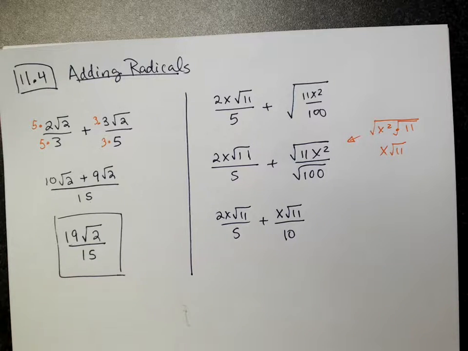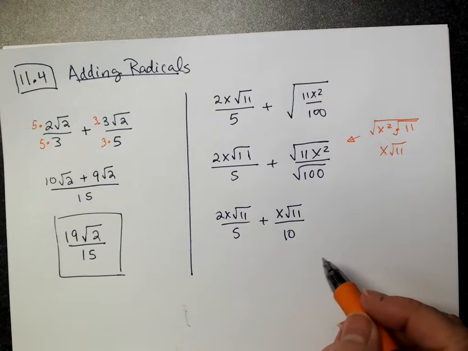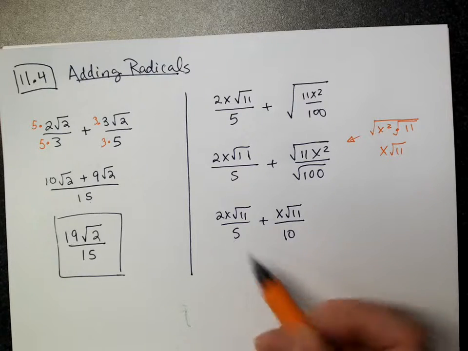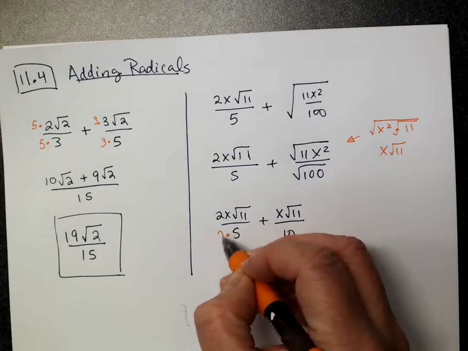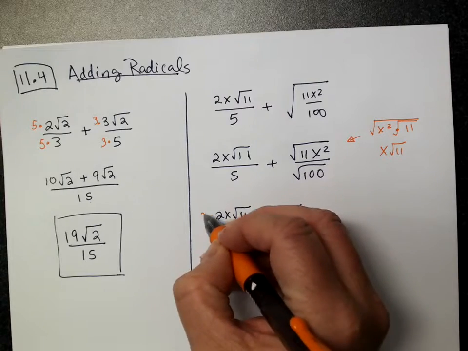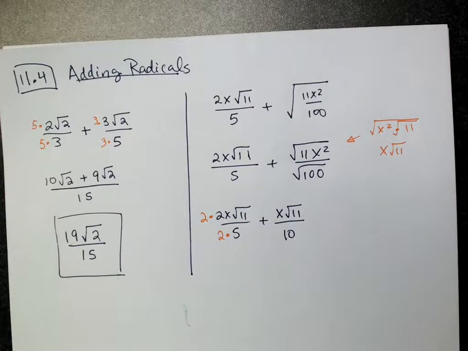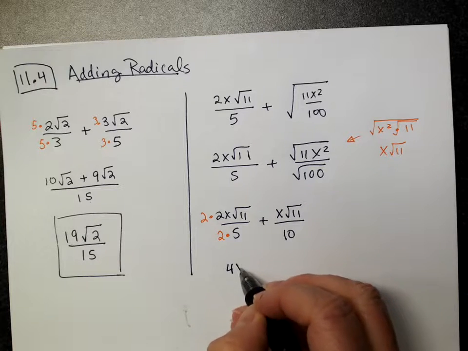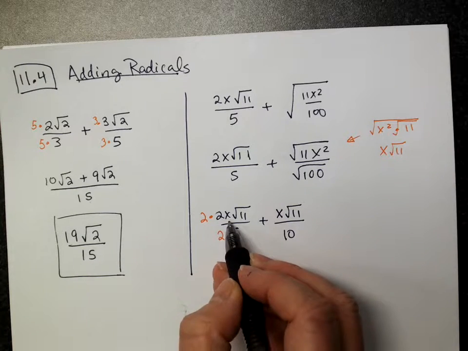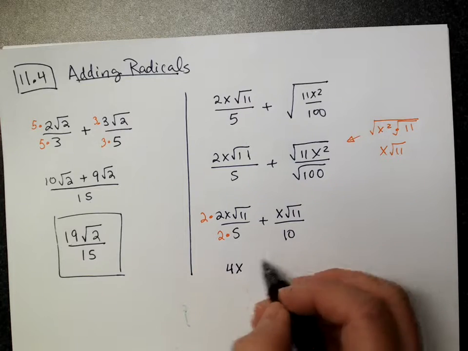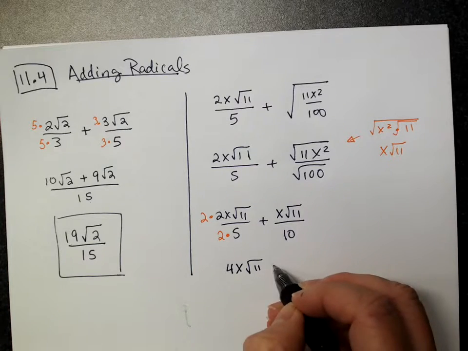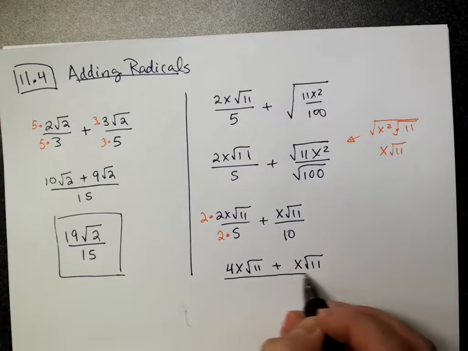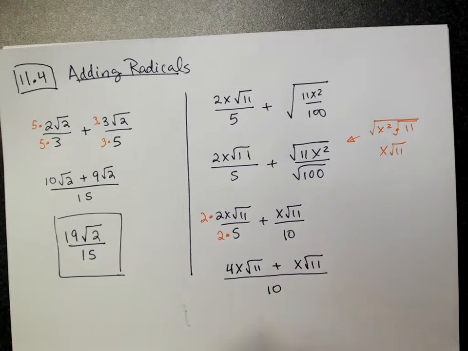So our common denominator is 10. It's either the biggest one or bigger. The big one works in this case. We only have to change this one times 2, and on the front here times 2. Now that gives us 4x, 2 times 2 times x. Our new coefficient is 4x, square root of 11, plus x, square root of 11, all over the common denominator of 10.